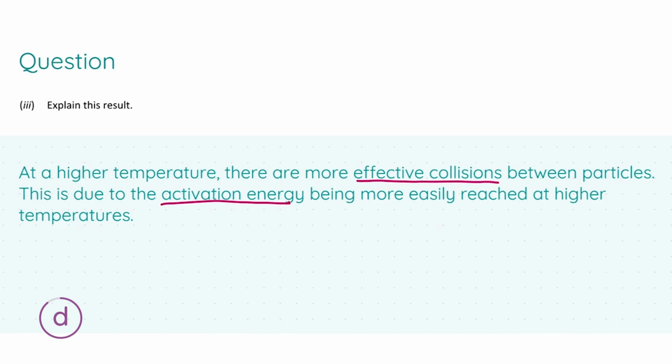And what is activation energy? You'll remember that activation energy is the minimum energy required by reacting species or reacting particles in order to undergo a specified reaction, okay? Or the rate of reaction in this case. So this is due to the activation energy being more easily reached at higher temperatures. And that's something that you would have learned for the Leaving Cert, that at higher temperatures, there is more of a chance that the activation energy is going to be reached, which will then result in more effective collisions, okay? And then a higher rate of reaction. So this is 3 marks altogether for this question.